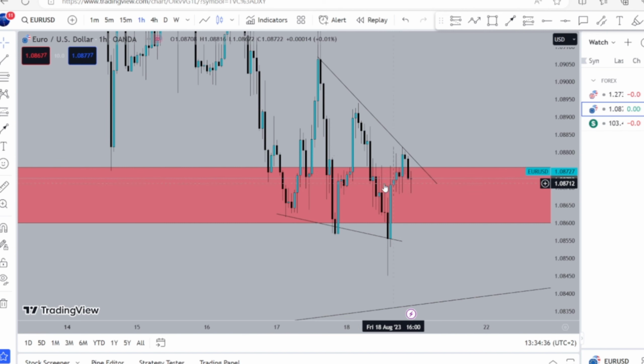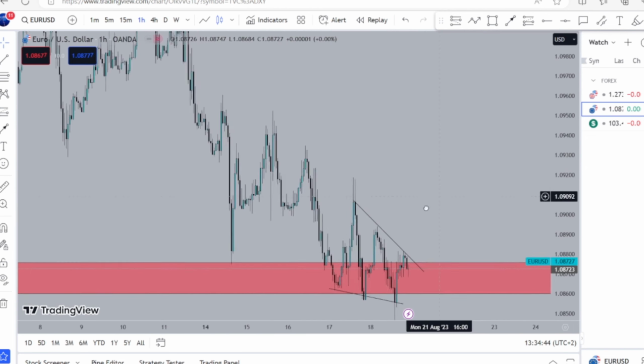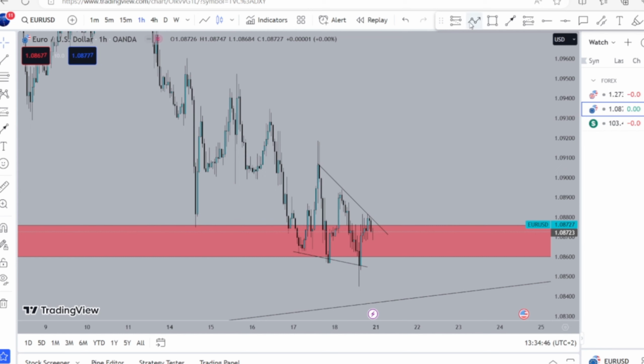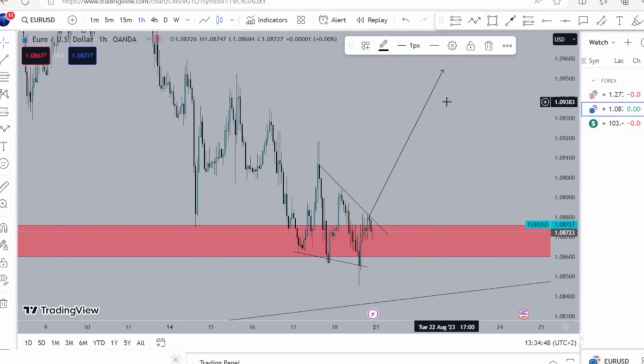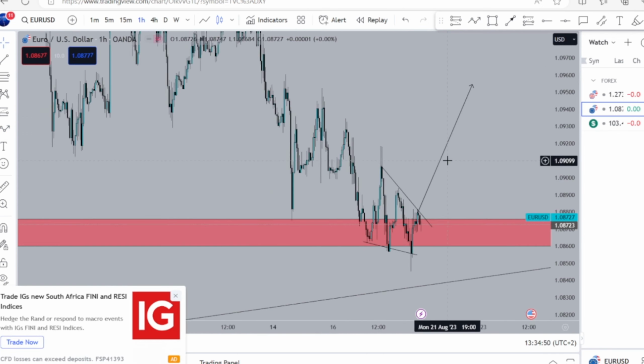As you can see, this is support on the daily time frame, and I'm seeing a pattern on that support, which could lead us to go to the upside. Right? But that's just speculation.